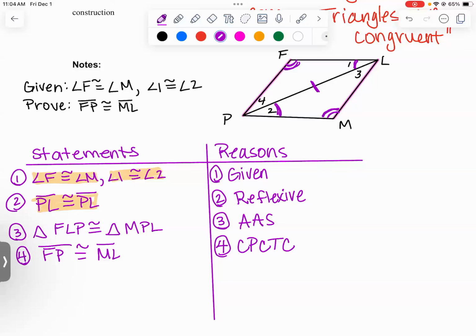Wait, so you're gonna do the angle, side, angle, or like side, angle, side? Once I know that two triangles are congruent, then I know all of the corresponding pieces are congruent. So I prove the triangles congruent, then I could say, this pair of sides, we know that they're congruent because they're a part of two triangles that are congruent.